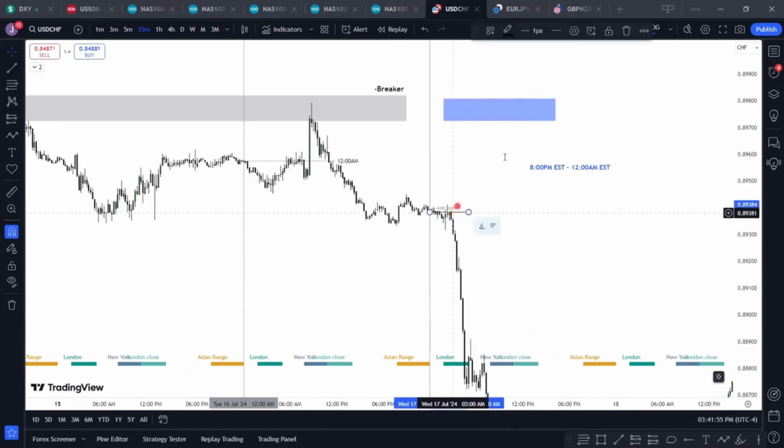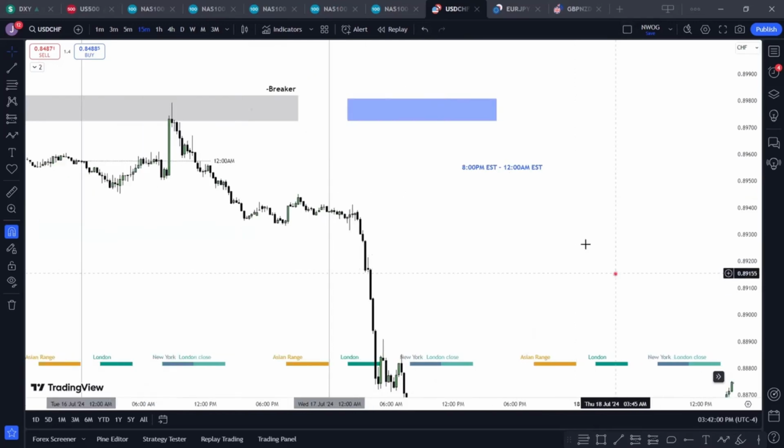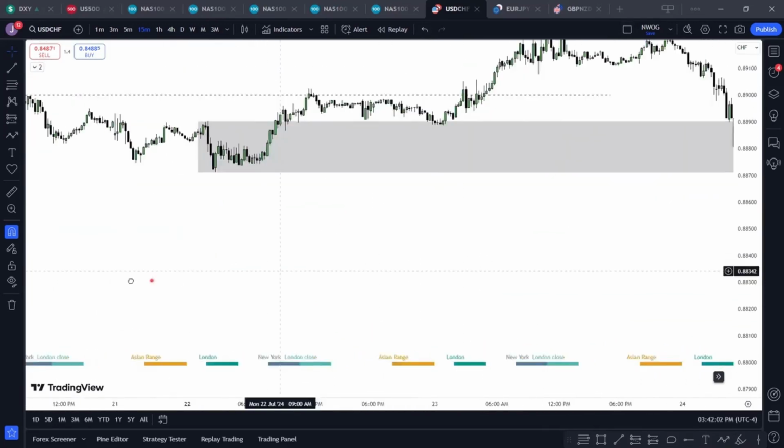So this is how you can also implement a breakout block from a higher time frame, which is a 4-hour time frame. So let's continue. Let's look at the last example here.